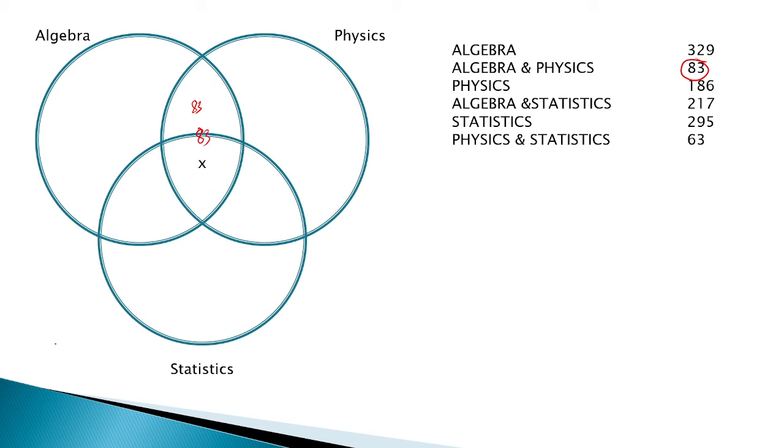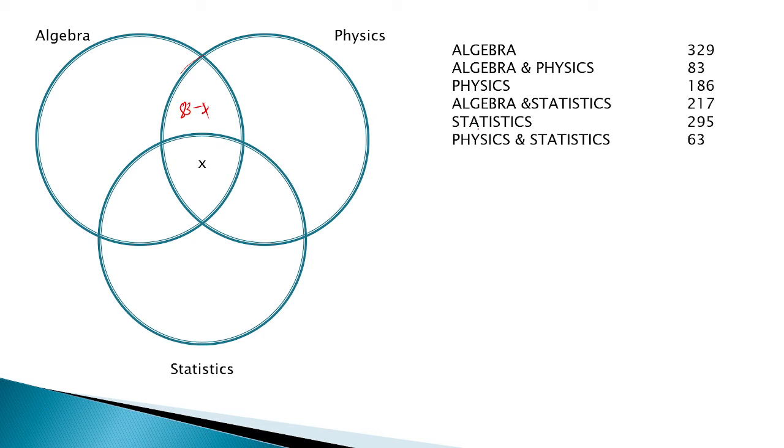Kasi diba again, dun sa 83 na yun na nagtitake ng algebra and physics, hindi naman sinabi sa atin kung ilan yung doon yung nagtitake din ng statistics. So, therefore, yung 83 is yung buong to. So, kung gusto mong kunin yung region lang na to, then kailangan gamitin natin tong x na to. If this whole region is 83, then therefore, this is 83 minus x.